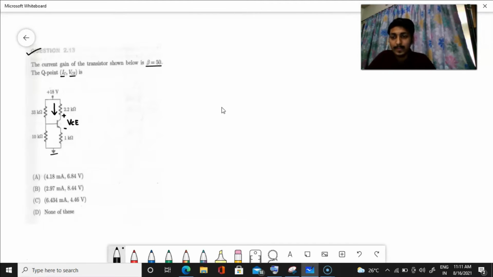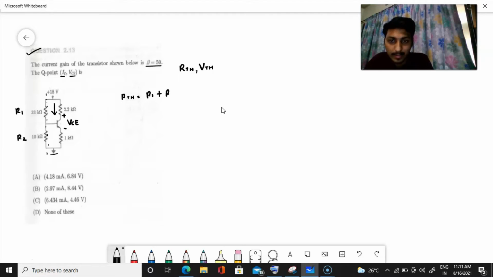Here we are given two resistors, R1 and R2. First we have to equate this portion and find the equivalent RTH and VTH, so that we can make a new model of this diagram.